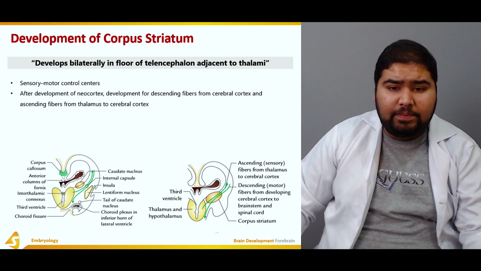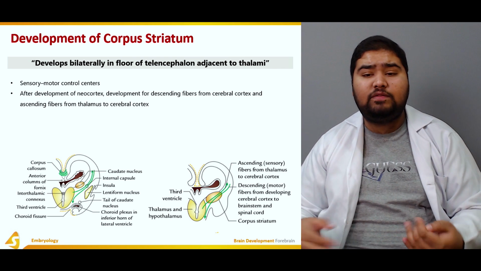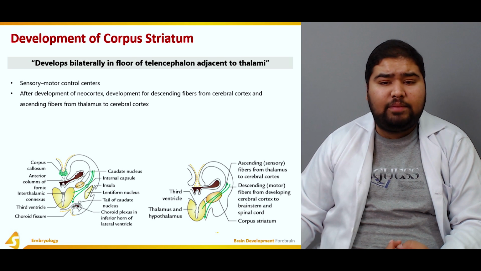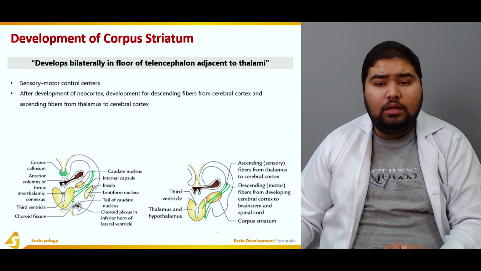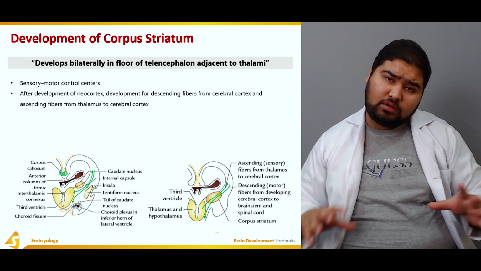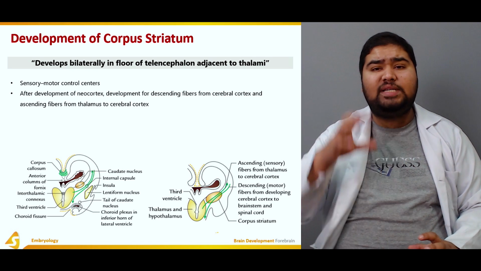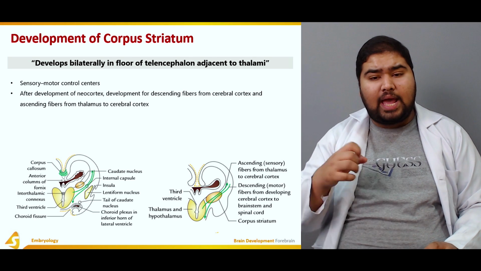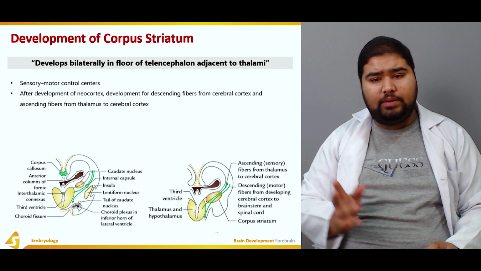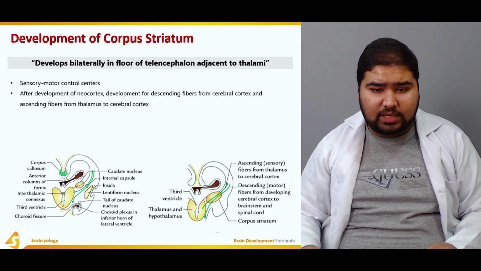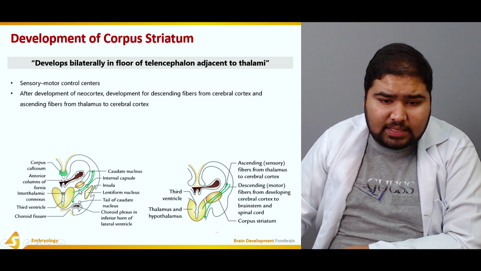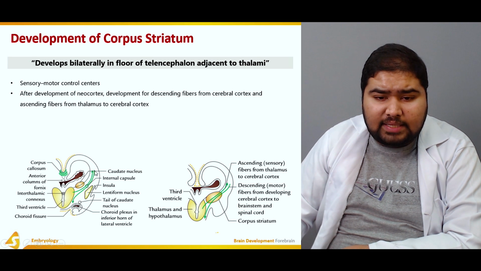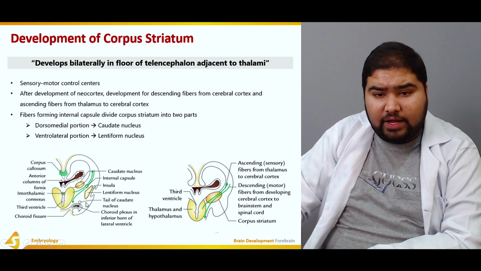After development of the neocortex, there is development of descending fibers from the cerebral cortex and ascending fibers from the thalamus to the cerebral cortex. So the neocortex has been formed. Now descending fibers are formed from the cortex to the thalamus, and ascending fibers are formed from the thalamus to the cerebral cortex. Here you can see these are the fibers we are talking about.